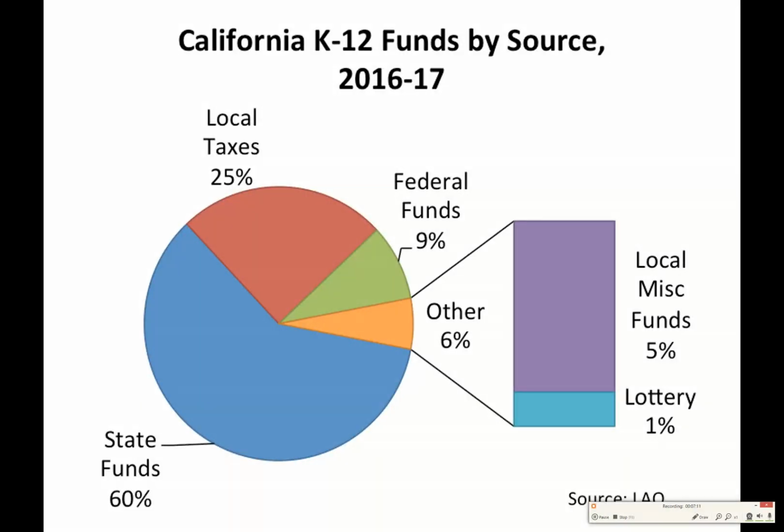So here's an example of that. Here we have California K through 12 funds by source. So you have multiple categories of source of funds. It illustrates to you where the biggest source of funds for K through 12 funding is. So based on this pie chart, can you tell me where most of the funds come from? State funds, which is 60%. So you see, that's the benefit of illustrating data using a pie chart. You can easily identify the biggest chunk, the biggest source, just like that.